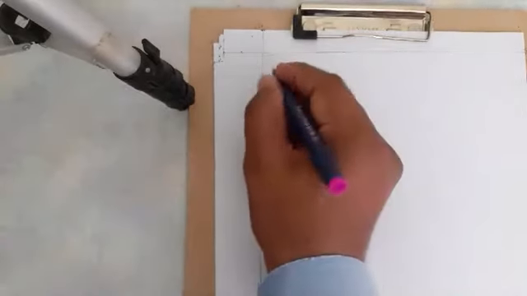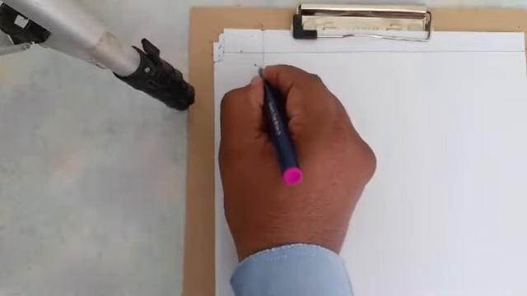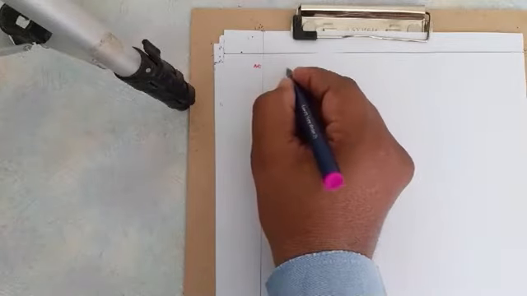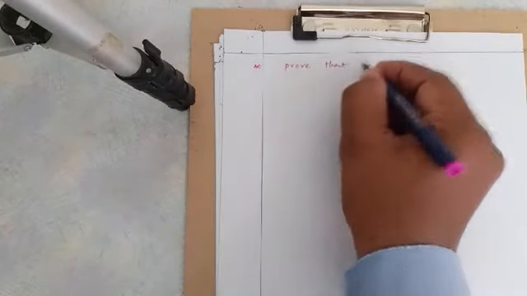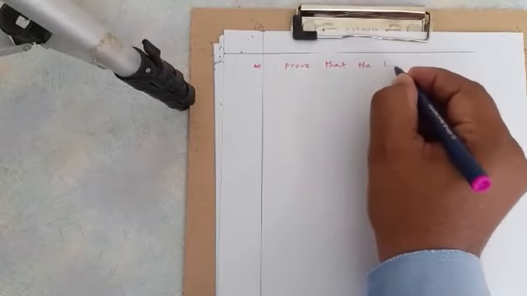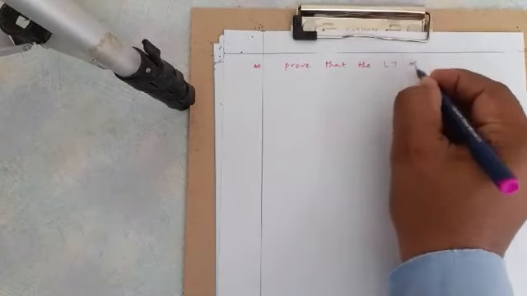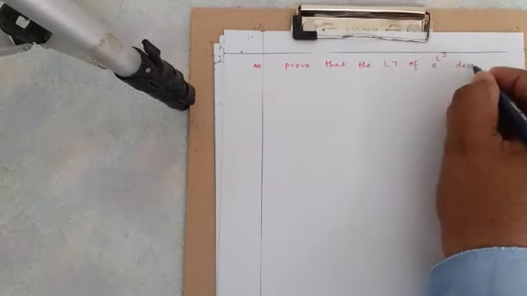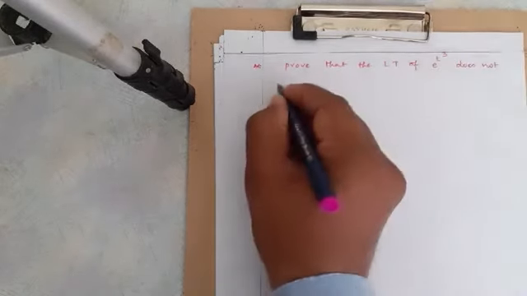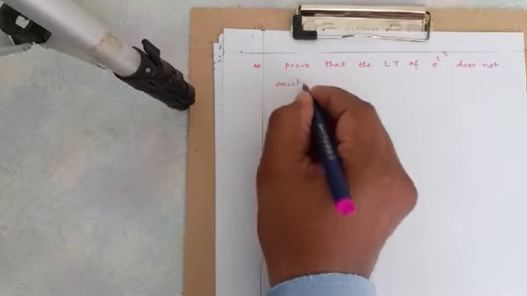I'll show you one problem based on exponential order. We have a problem: prove that the Laplace transform of e power t cube does not exist. So this will be the problem.